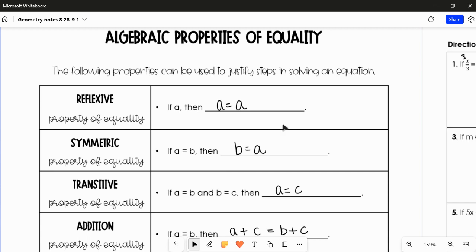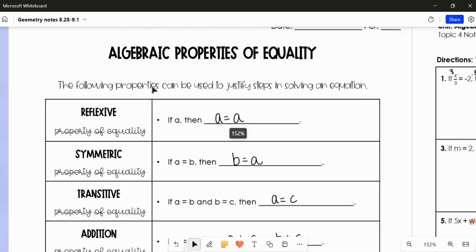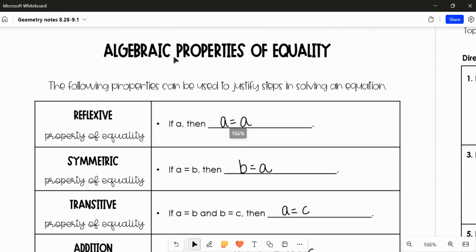So, let's talk about our fourth topic of our unit. We're talking again about algebraic properties of equality. Now, we talked about this at the beginning of the year, but this is just a quick review because we got to use these for our last and final topic of our unit, which is proofs. So, let's go over these one more time.